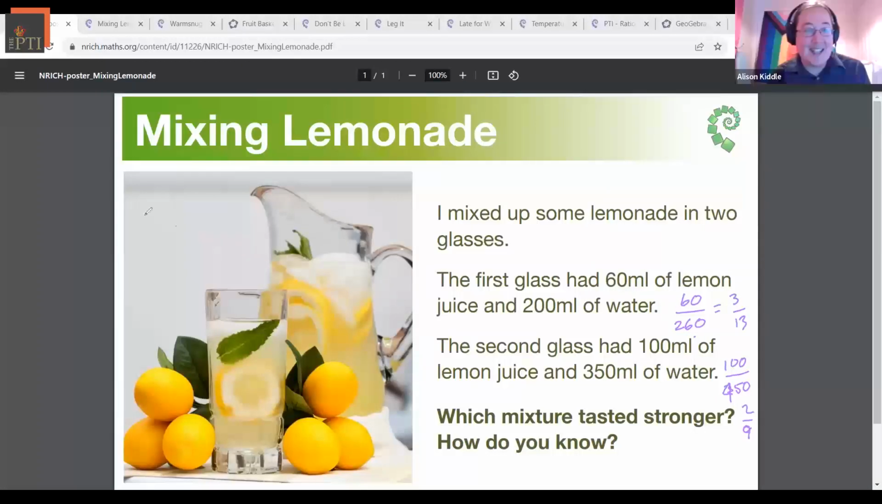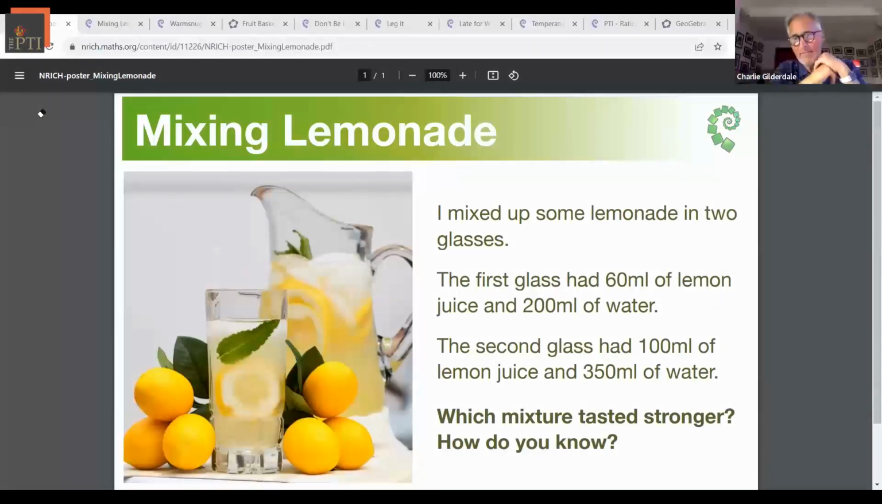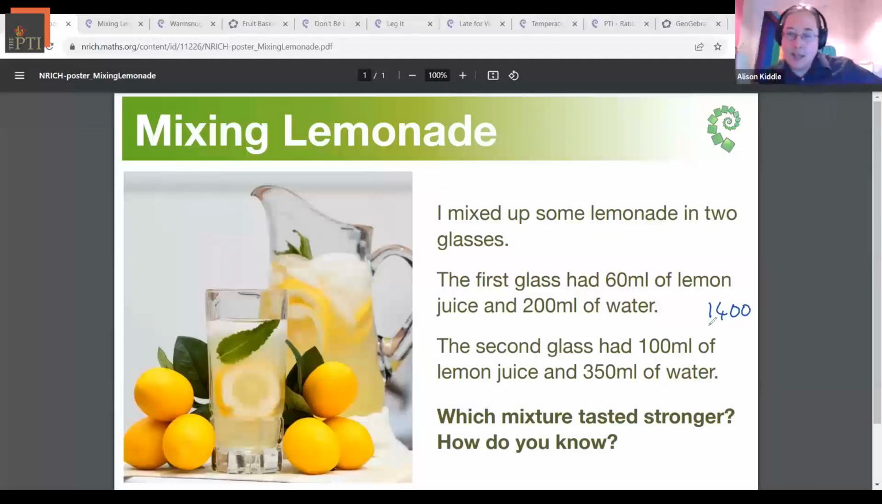Okay, now can I show them the main problem as it appears on the side? I did have a third method, which was, instead of making the amount of lemons match, we can make the water match. So okay, tell me about that. Well, I think the lowest common multiple of 200 and 350 is 1,400. So okay, so let me see if I can do this.